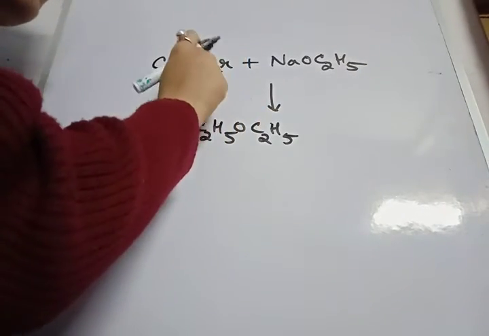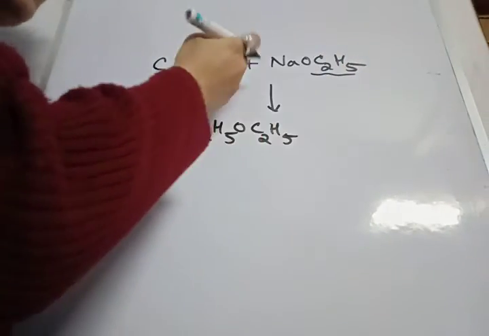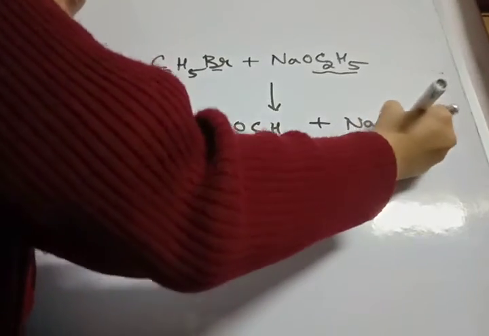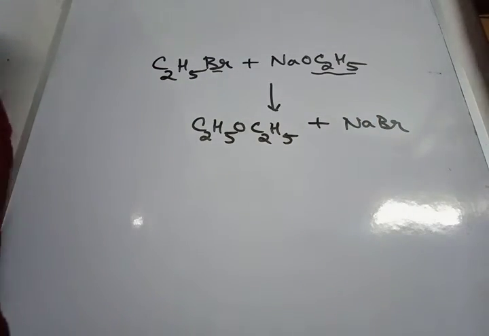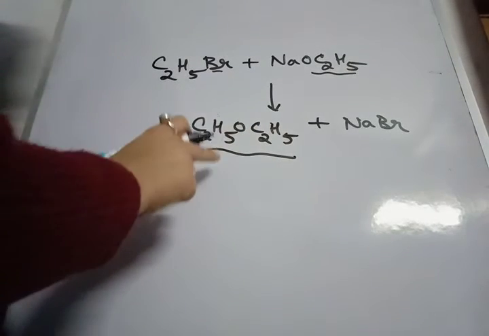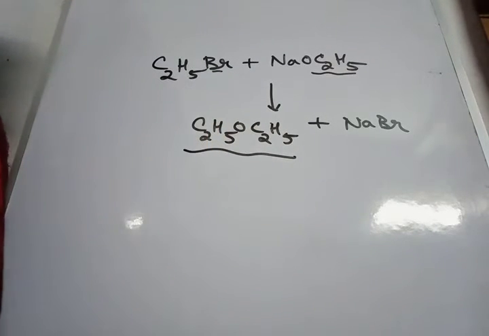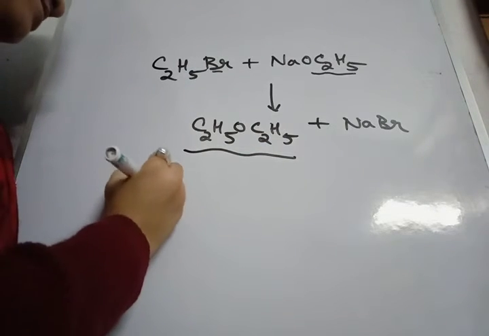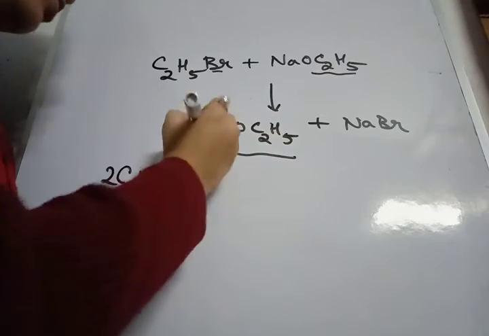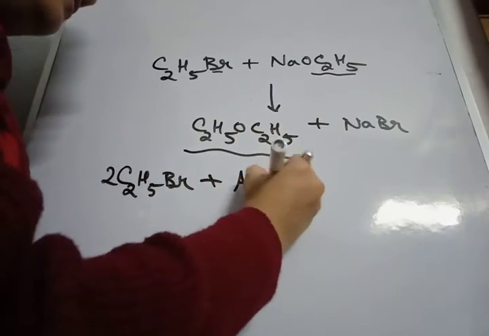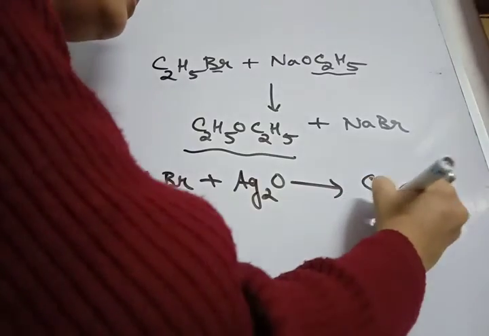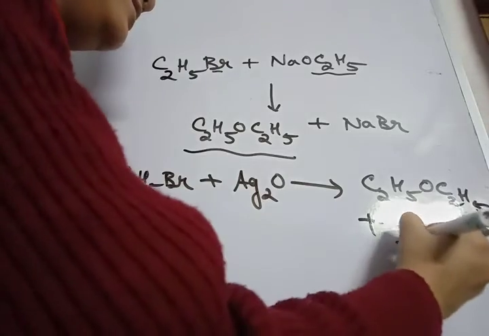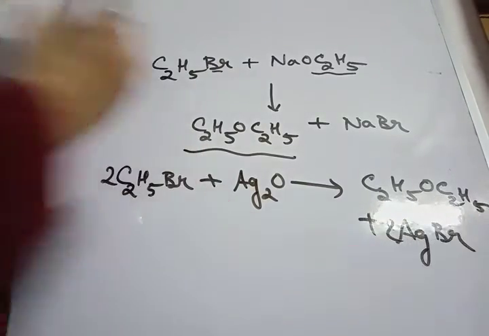So here this is my nucleophile, and this is also another nucleophile. So Br will be replaced by this OC2H5. This particular reaction is known as Williamson synthesis, and this is formation of ether. This is diethyl ether or ethoxyethane. This reaction can also be carried out in presence of silver oxide. If I take two molecules of ethyl bromide and silver oxide, I get diethyl ether C2H5OC2H5 plus 2AgBr.